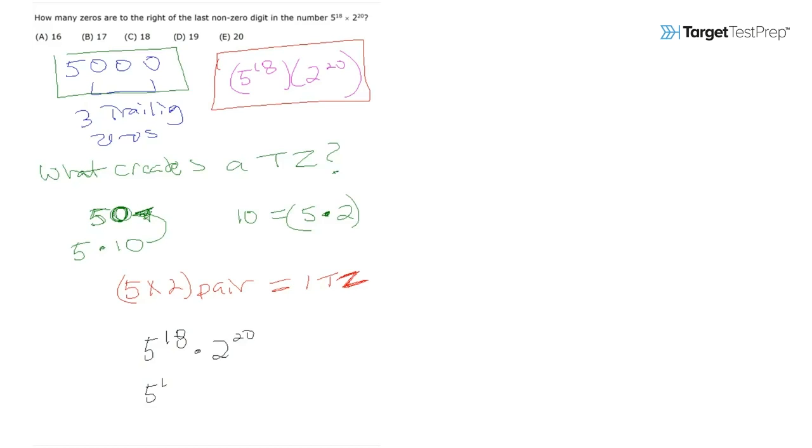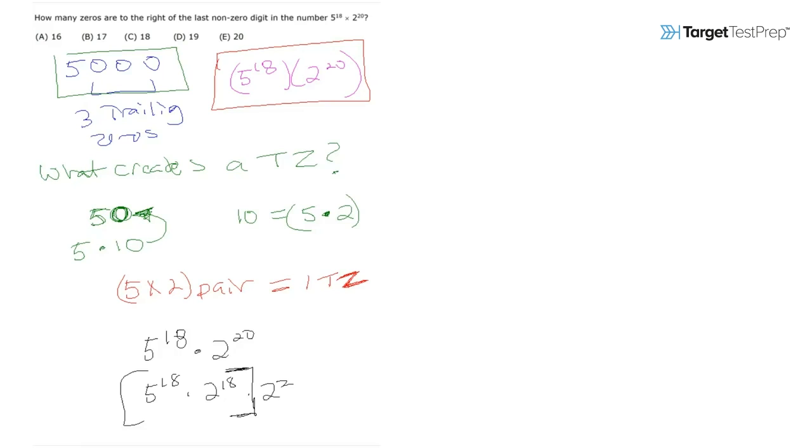Well, this is 5 to the 18th times 2 to the 18th times 2 squared. And we can see that we have a grand total of 18 5 by 2 pairs. So in other words, here there is an abundance of 5s. Excuse me, there's an abundance of 2s, right? Because there's 22 2s but 18 5s.